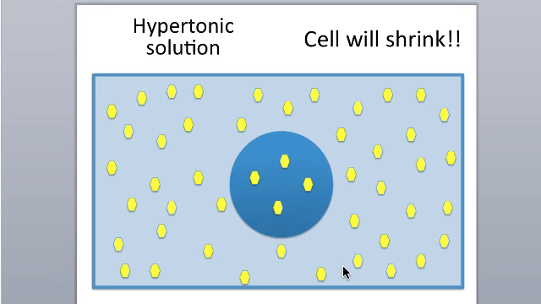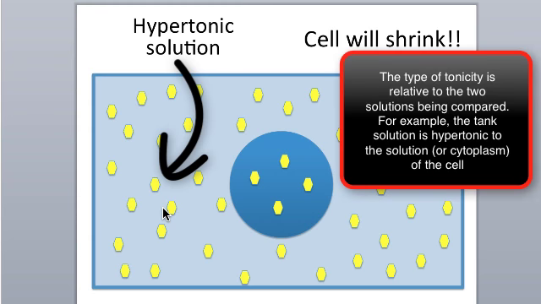Now, this is a situation where the solution is what's called a hypertonic solution. The prefix hyper means in excess. And the reason why it's used in this definition for this particular solution is because there is an excess amount of solutes when you compare that to the solutes found inside the cell. So now the system has reached equilibrium.